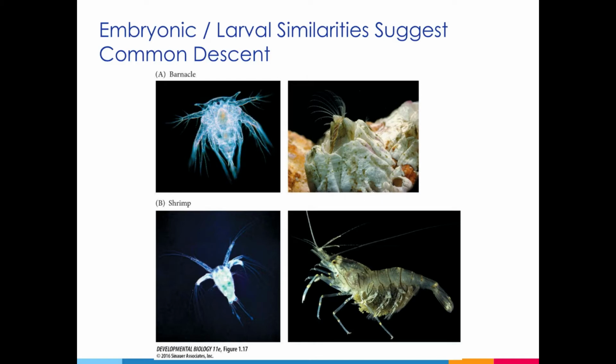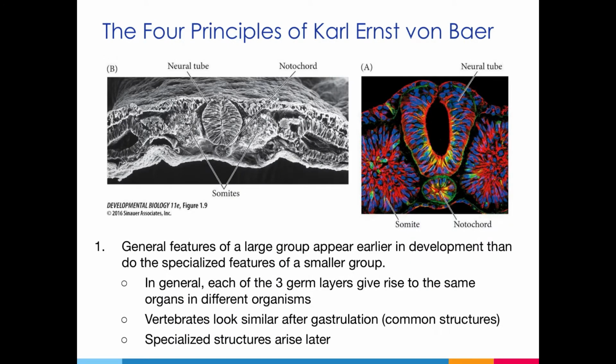This was recognized by Darwin, and the relationships between evolution and developmental biology have been described as four interconnected principles known as von Baer's laws. The first principle states that there are general features that are present in a large group of organisms, and these features appear earlier in development as opposed to the features that are characteristic of a smaller group of organisms.